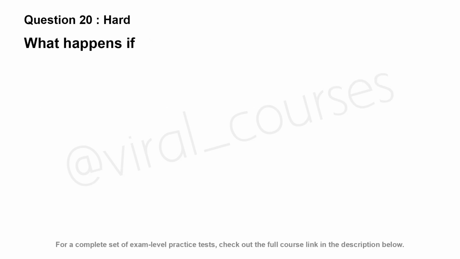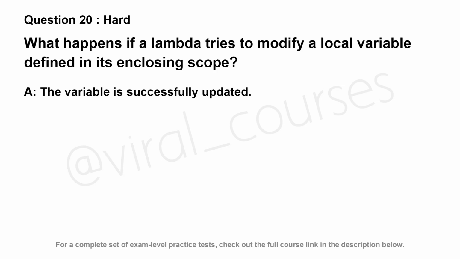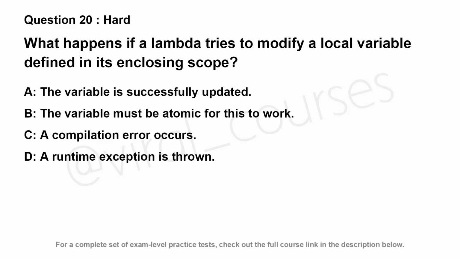What happens if a lambda tries to modify a local variable defined in its enclosing scope? Option A. The variable is successfully updated. Option B. The variable must be atomic for this to work. Option C. A compilation error occurs. Option D. A runtime exception is thrown.